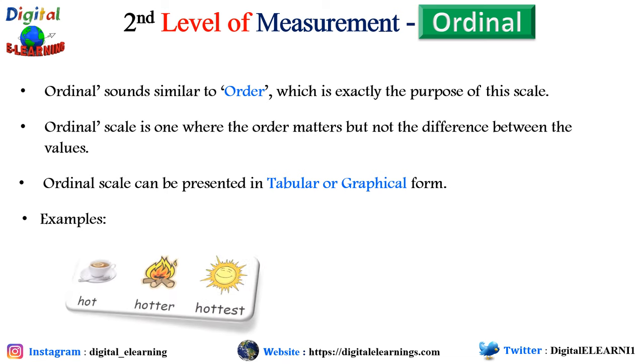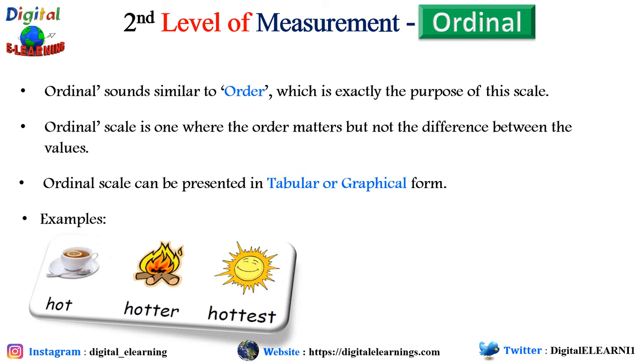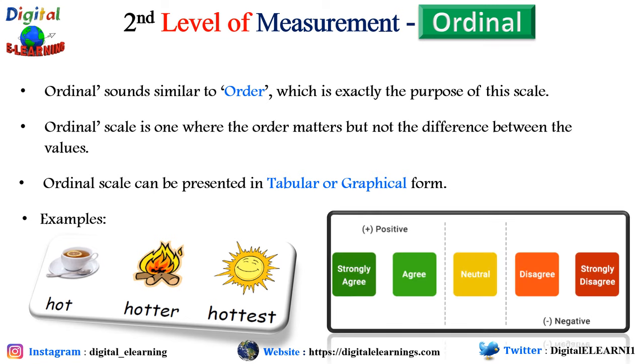Let's take an example here. The best could be hot, hotter, or hottest, cold. So we have a definite order here with some nominal features. Or how satisfied are you with our service: strongly agree, agree, neutral, disagree, or strongly disagree. In both these cases, you will see there is some specific natural order, like strongly agree and agree, neutral and disagree. So it follows a natural order, but the difference between the values is not known here.